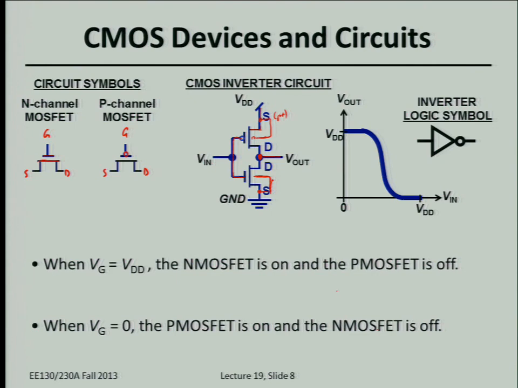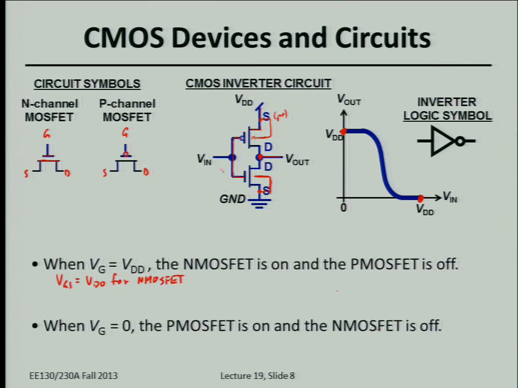So this is the output characteristic, the output voltage plotted as a function of the input voltage. Let's just concern ourselves with 2 points today, 2 extremes. When the input voltage is at VDD, the gate to source voltage, VGS, equals VDD for the NMOSFET. Okay, so this is a convention. VGS means VG minus VS, right?